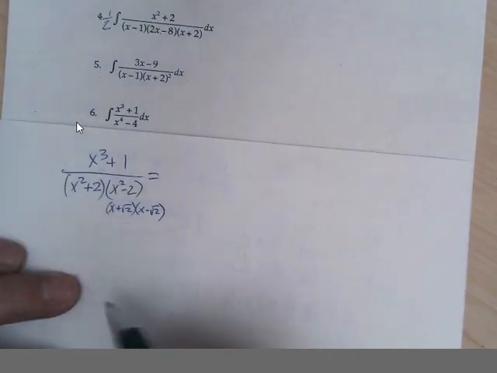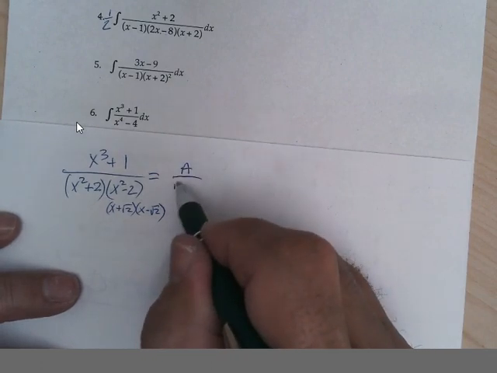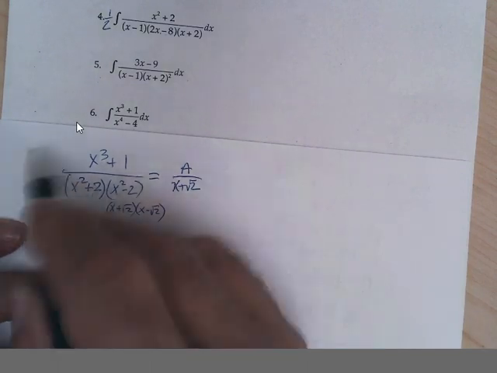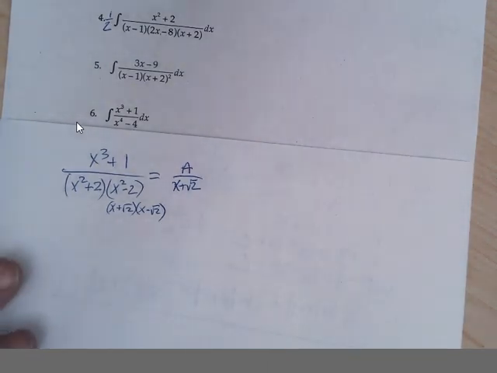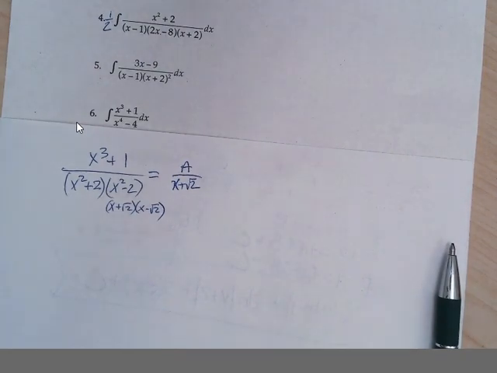Those are still linear factors, so I would go a over x plus the square root of 2, but that's going to get messy when I try to do these. So let's just do the other. I need to take a break. I'll come back and do this one.